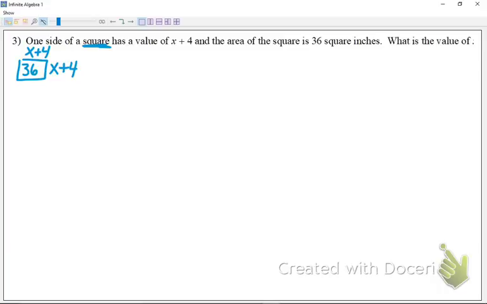Okay? So go ahead, set up your equation. You can write it as (x plus 4) squared, or you can write it out the long way of (x plus 4) times (x plus 4) equals 36.